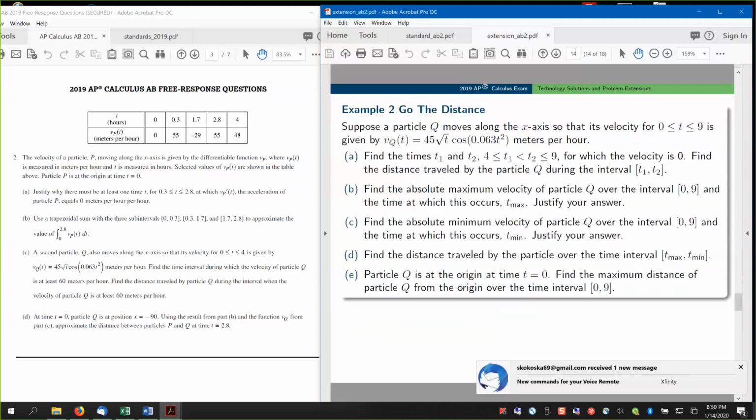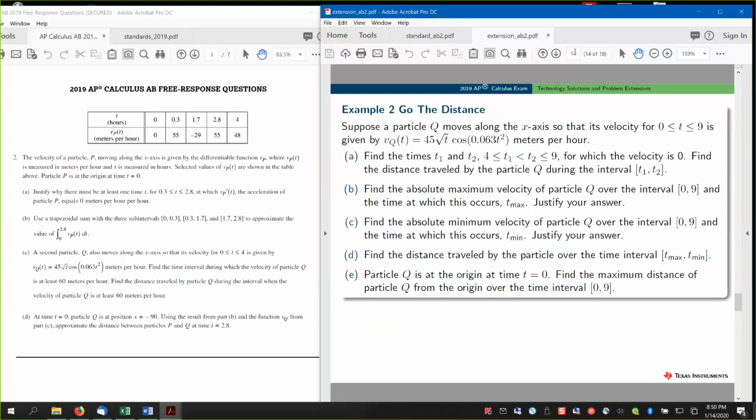So we want to first find some times t1 and t sub 2 for which the velocity is exactly 0, and then find the total distance traveled by the particle q during that interval. So this might be just a fuzz more complicated than the free-response question. We want to find the absolute maximum velocity of the particle q over that interval 0 to 9, and in part C, find the absolute minimum velocity of the particle q over that interval. You might think about how to solve that problem or what the justification would be in that problem.